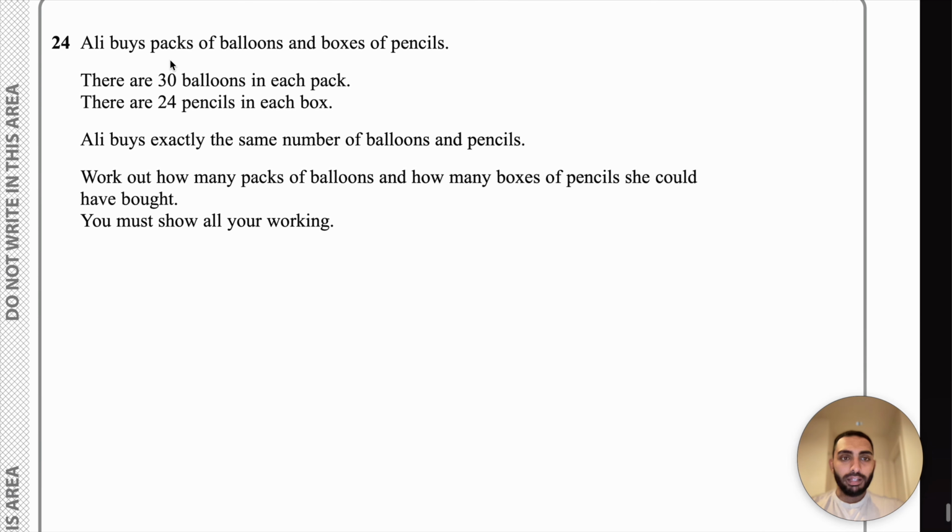Question 24. Ali buys packs of balloons and boxes of pencils. There are 30 balloons in each pack. There are 24 pencils in each box. Ali buys exactly the same number of balloons and pencils. Work out how many packs of balloons and how many boxes of pencils she could have bought.